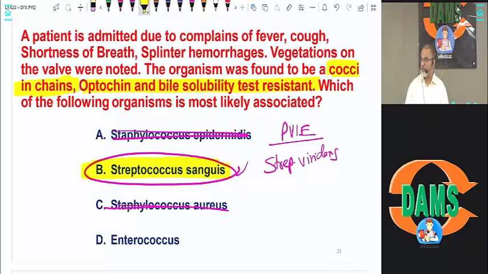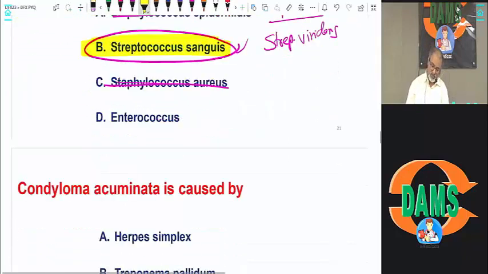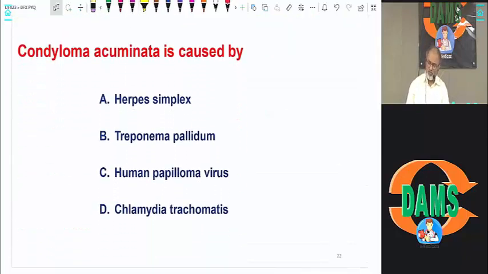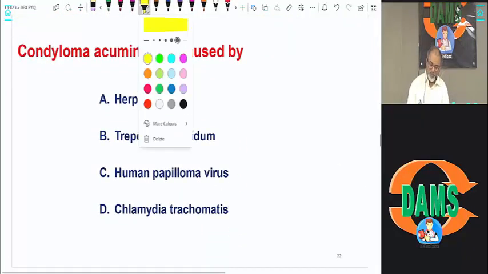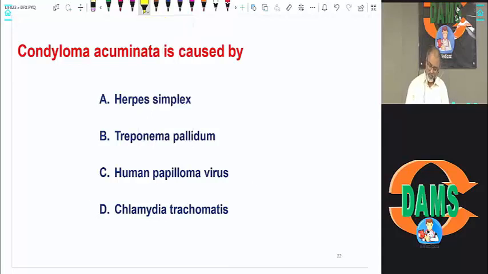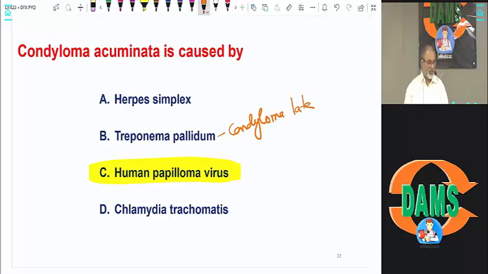Next, Condyloma acuminata caused by HPV. Condyloma lata, syphilis. Secondary syphilis, Condyloma lata. Condyloma acuminata is human papilloma virus. This is Condyloma lata. Superb.